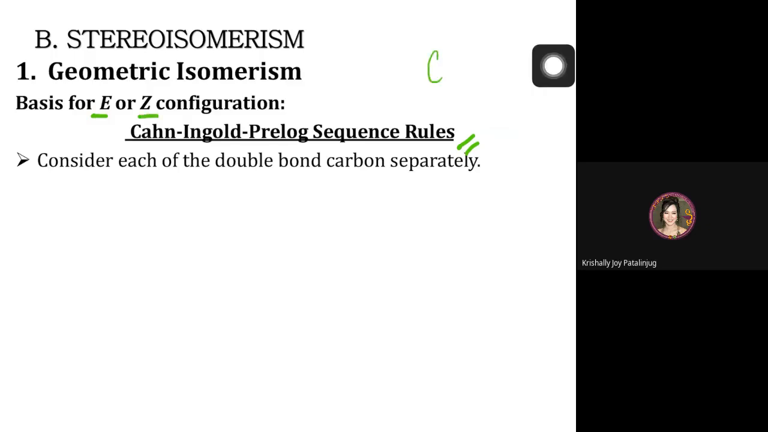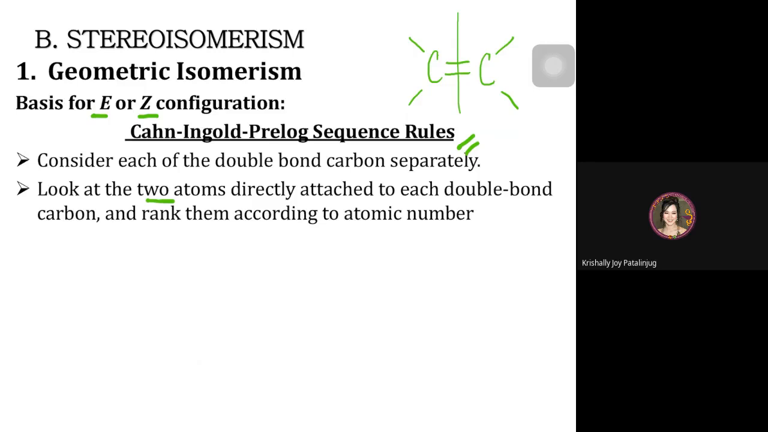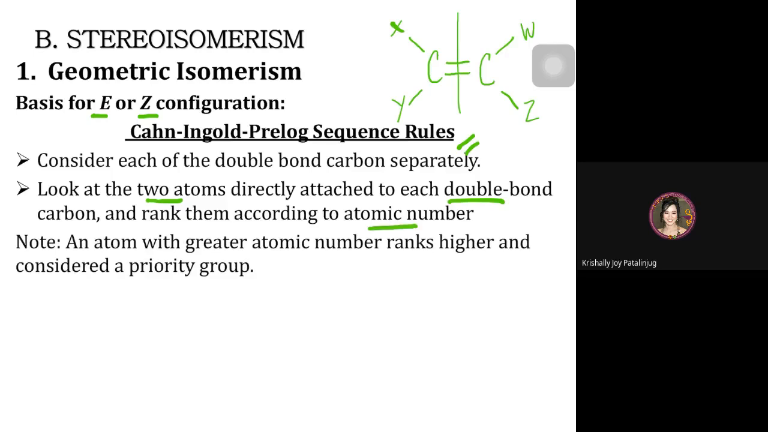Of course it is easy to locate the carbon to carbon double bond, right? Now, try to consider this separately. Okay? Separate it, then look at what is directly attached to them. Again, consider each double bond carbon separately. Look at the two atoms directly attached to each double bond carbon. Then you have to rank them according to atomic number. Take note, an atom with a greater atomic number ranks higher, and that is considered a priority group.